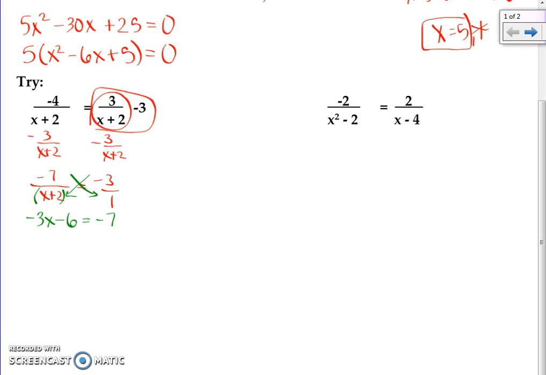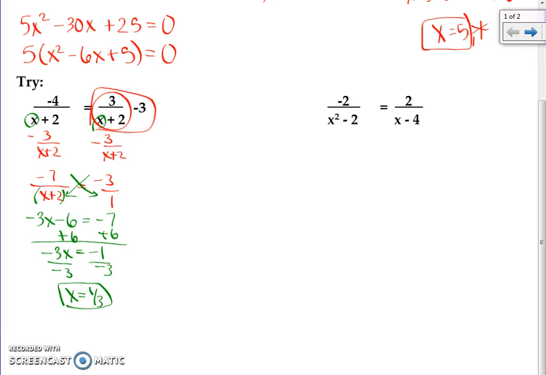Now we won't have to factor on this one because there's no squared term. Simply just get x by itself. We get 1/3. We do have to check to make sure that won't give us 0 on the bottom, so we look right here, and it won't give us 0, so it works as our solution.